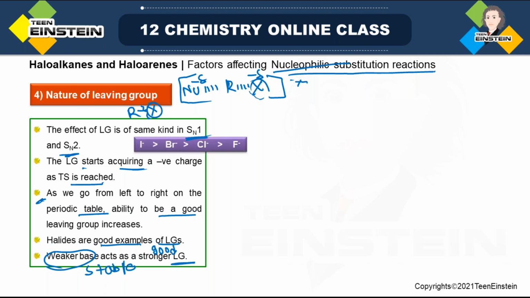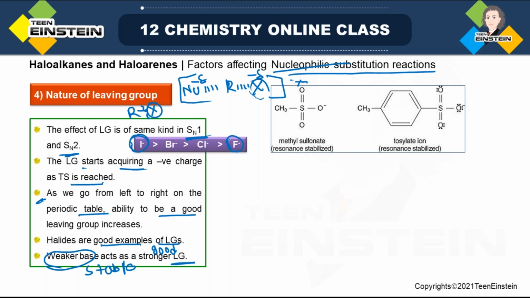So here the order of leaving group capacity is I minus maximum, then Br minus, Cl minus, and F minus. And see here, I minus is basically a weaker base. So weaker base means it is very stable. It can remain independently as I minus. So that is very stable. But F minus, as it is a very strong base, will always search for some H. So it is not stable. So as it is not stable, it is not a very good leaving group.